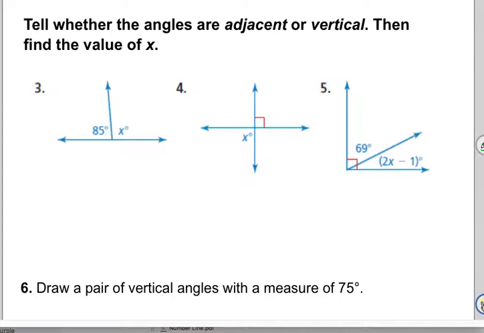All right. Tell whether the angles are adjacent or vertical. Number 3. Tell me, folks, adjacent or vertical? Adjacent. They're not on the same side. Adjacent. Do they share a side and the vertex? Sure, yeah.